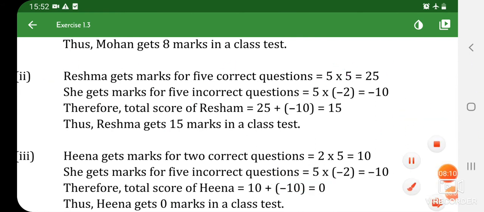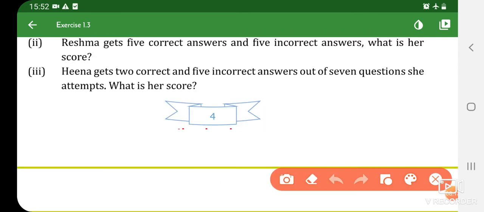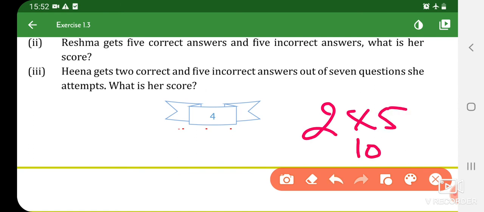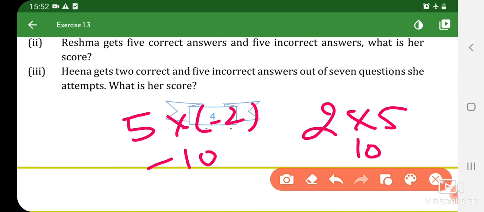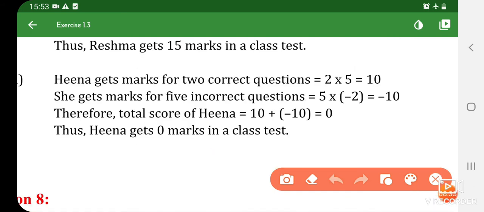Now the next question. Hina gets 2 correct and 5 incorrect answers. 2 correct, that means 2 into 5, 10. And 5 incorrect answers, that means 5 into minus 2, so minus 10. Out of 7 questions she attempted, what is her score? So Hina gets 10 marks for correct answers and minus 10 for incorrect. So the total score is 10 plus minus 10, which is 0. So Hina gets 0 marks in the class test.